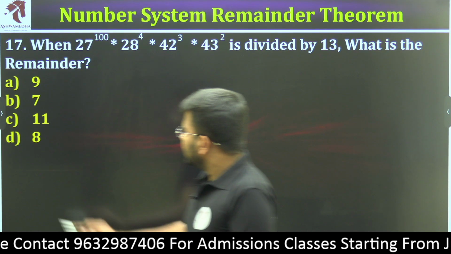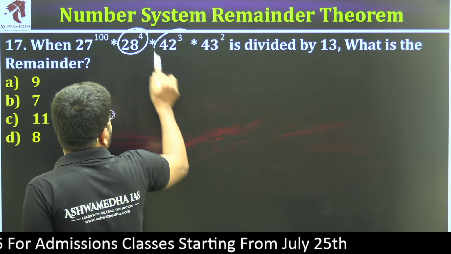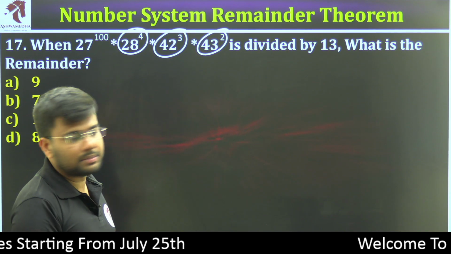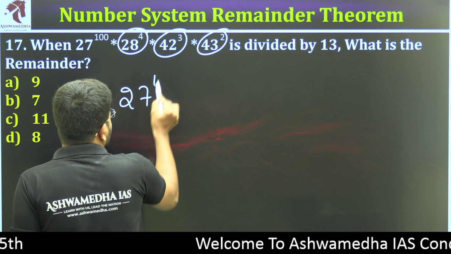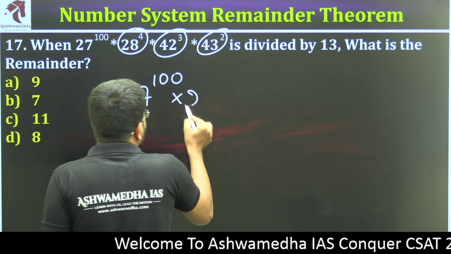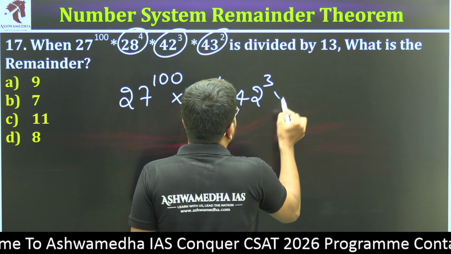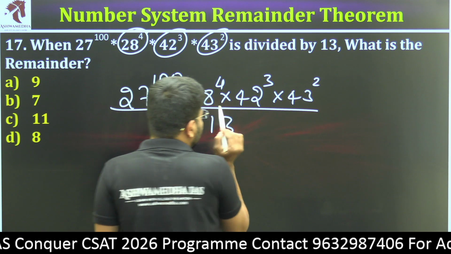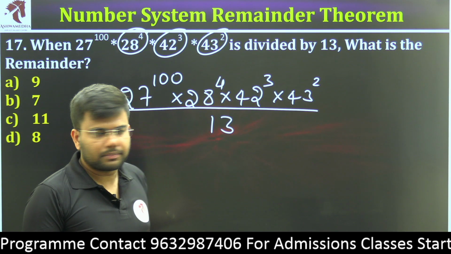27 to the power of 100, 28 to the power of 4, 42 to the power of 3, 43 squared. This was asked in your CDS examination. Look here now, see how fast I am doing. (27^100 × 28^4 × 42^3 × 43^2) divided by 13. Look here, how fast I am doing.